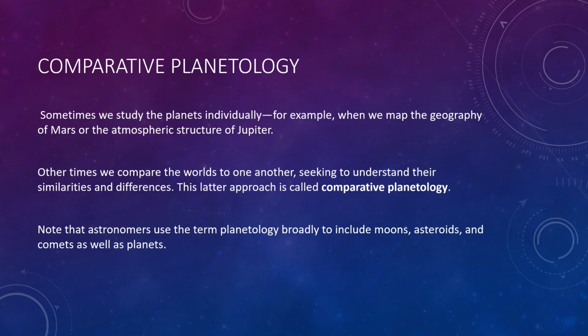Since that time, we have studied these worlds in different ways. Sometimes we study them individually, for example when we map the geography of Mars or the atmospheric structure of Jupiter. Other times, we compare the worlds to one another, seeking to understand their similarities and differences. This latter approach is what we call comparative planetology. Note that astronomers use the term planetology broadly to include moons, asteroids, and comets, as well as planets.